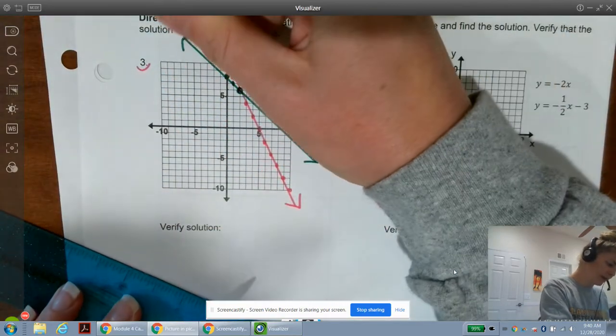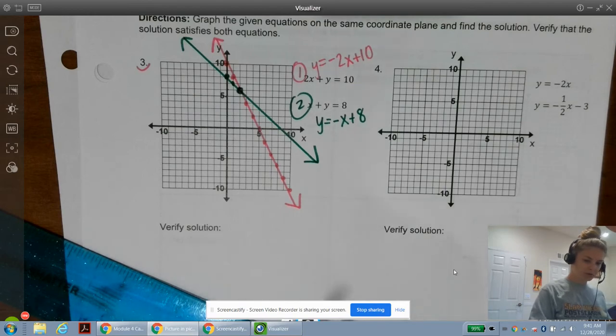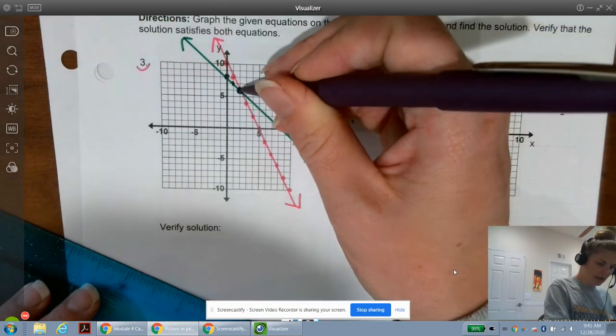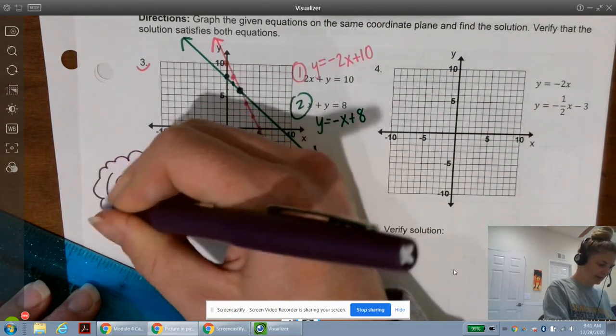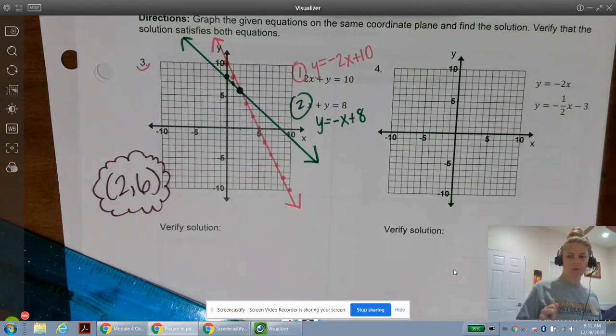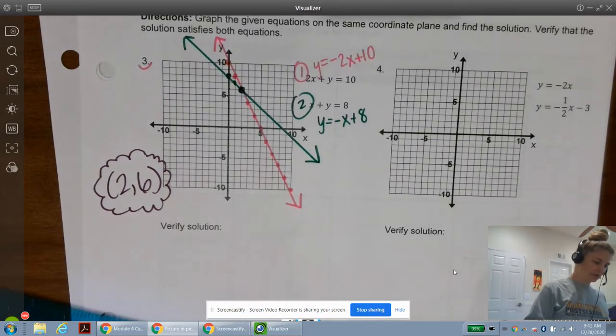The whole goal was to find the point or points of intersection if there is one. So our solution here is we go right 2 and up 6. So that means 2 comma 6. And I love giving it a little bit of flair around here. Write your answer as an ordered pair. Give it some flair. And now we have to verify.